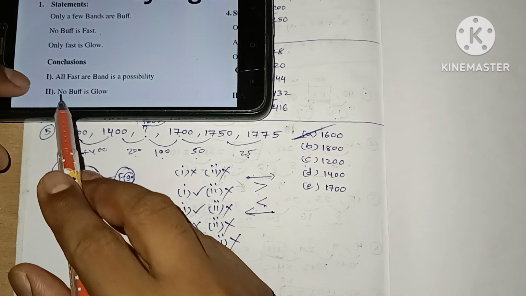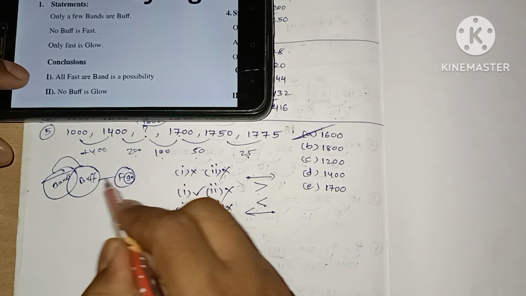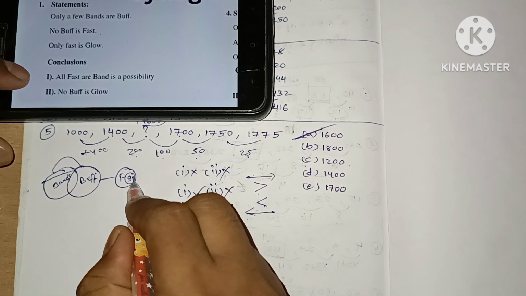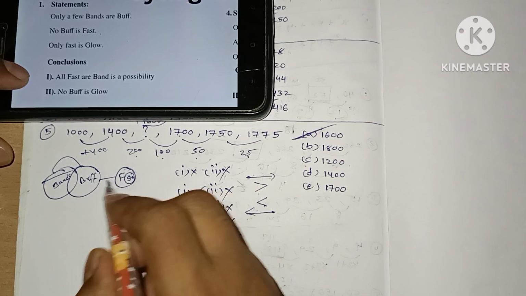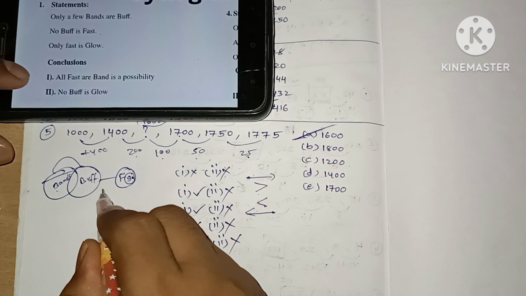Now let's see the conclusions. All fast are band is a possibility. All fast can be placed inside band. Is it possible? No, it is not possible because of this glow. Glow shares only with the fast. So all fast cannot be placed inside bands. So the first conclusion will be false.